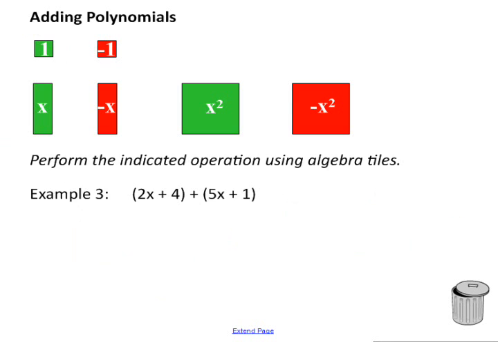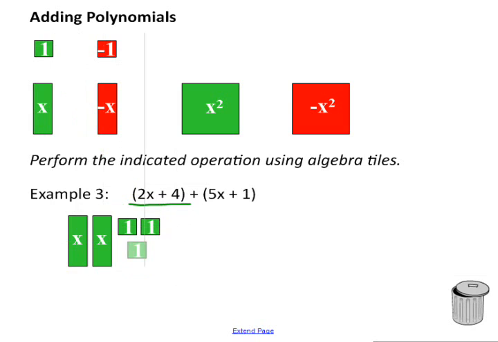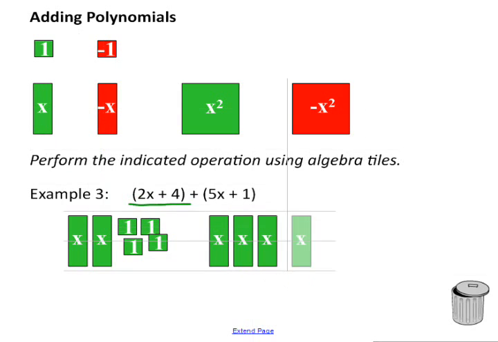Example 3, we're going to be adding polynomials together. I want you to use Algebra Tiles. So the first thing we need to do is represent the 2x plus 4 using Algebra Tiles. So I need 2 x's and 4 units. And now I need the 5x plus 1. So this time I need 5 x's, plus 1 unit.